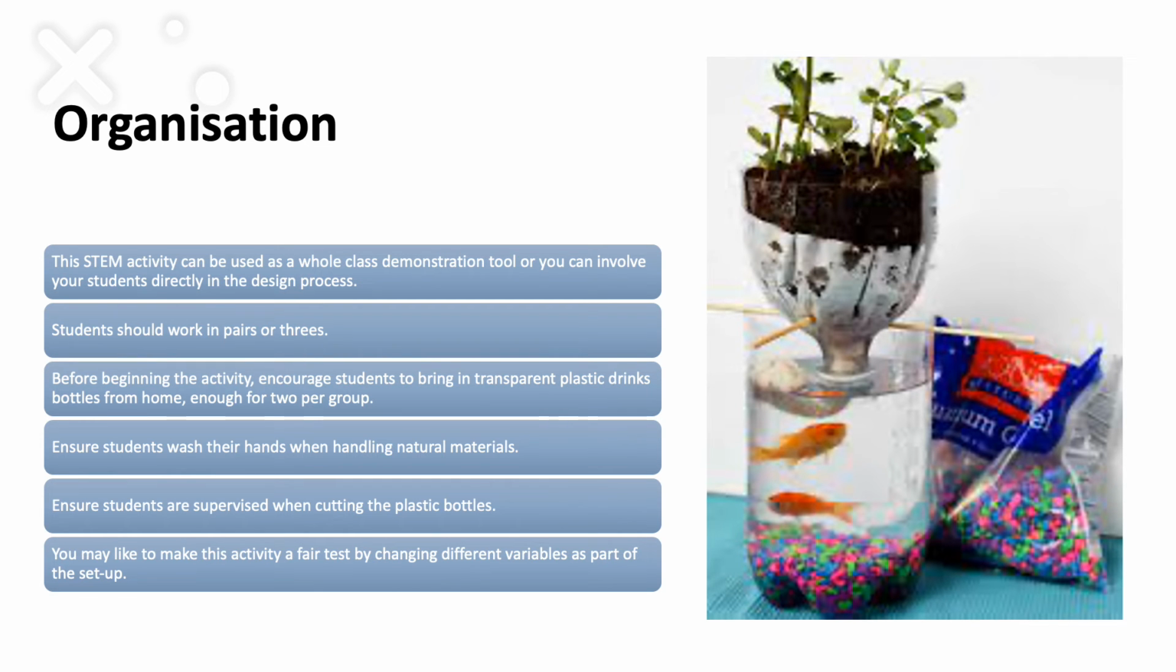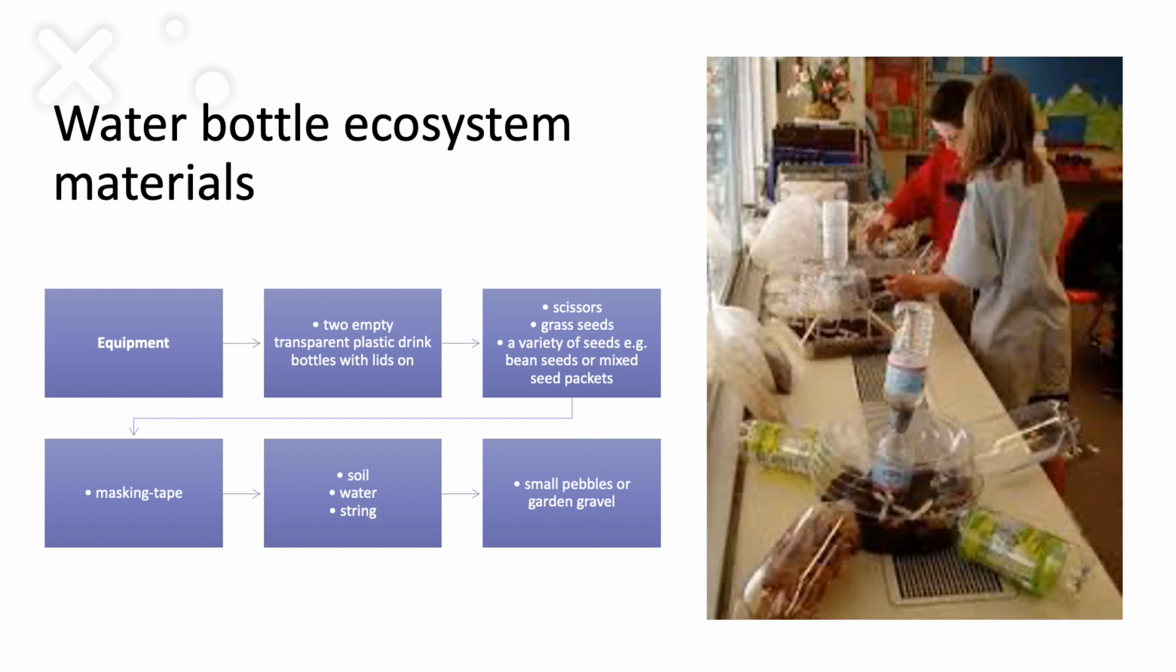Organisation. The STEM activity can be used as a whole class demonstration tool or can involve your students directly in the design process. Students should work in pairs or 3s. Before beginning the activity, encourage students to bring in transparent plastic drinks bottles from home, enough for 2 per group. Ensure students wash their hands when handling natural material. Ensure students are supervised when cutting the plastic bottles. You may also like to make this activity a fair test by changing different variables as part of the setup.